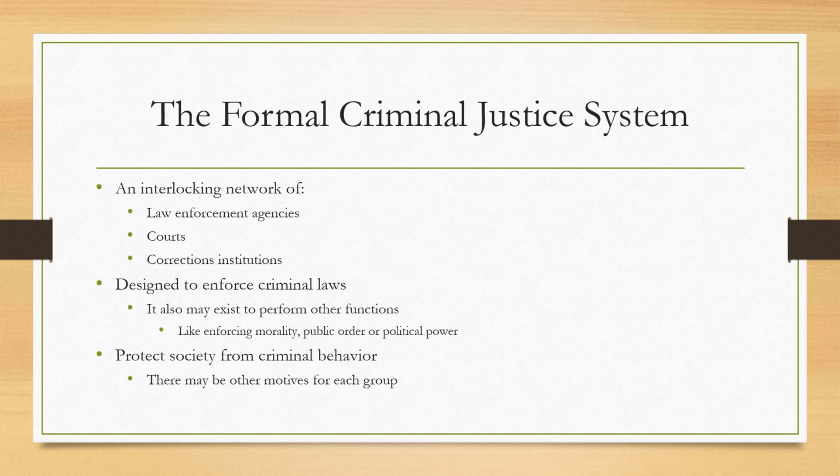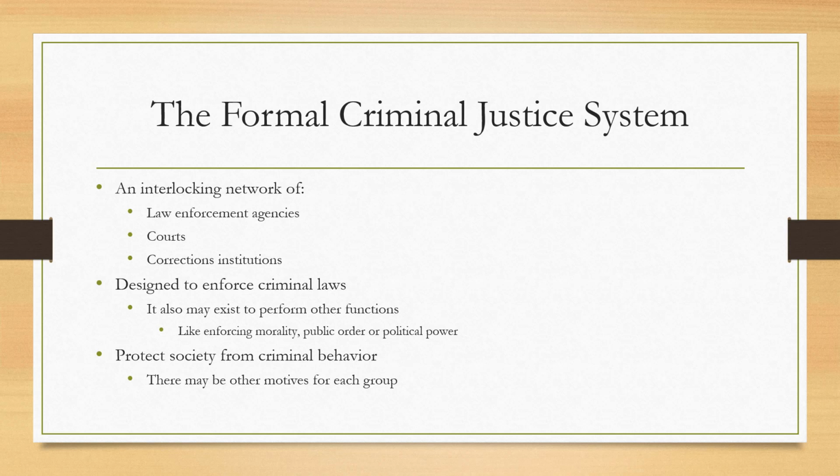There is a formal criminal justice system. That is the law enforcement agencies, shorthand there would be the police, and we're going to have 3 or 4 chapters on the police. The courts, we'll have again 3 or 4 chapters on the courts, and the correction institutions, prisons, jails, probation. It is designed explicitly to enforce the criminal laws.